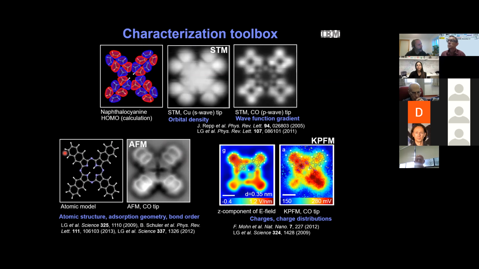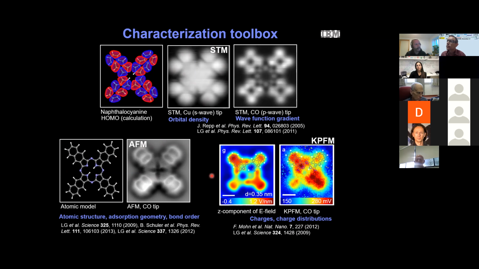So this is always the same molecule, naphthalocyanine. And this is just to showcase how the different microscopy methods give you complementary information. So with scanning tunneling microscopy, you can access the orbital densities, so the frontier orbitals, by selecting whether you resonantly tunnel in or out of the molecule. You see the LUMO or the HOMO, and you can image those. By AFM, you see the overall electron density, and you get information about the geometry and also bond order, as we will see later.